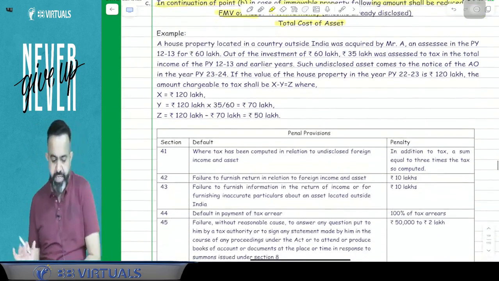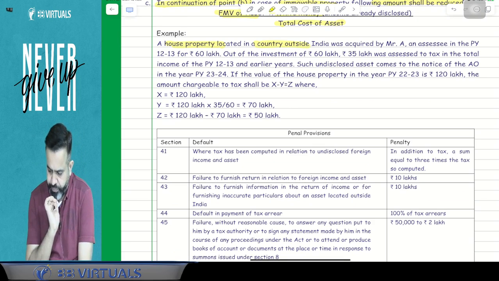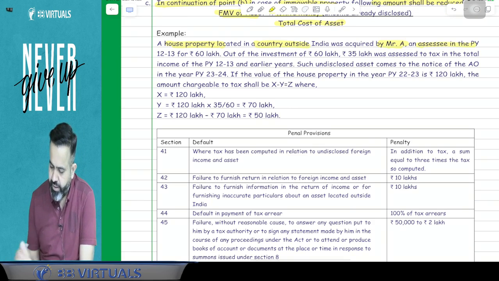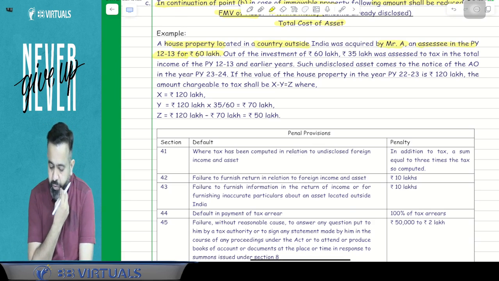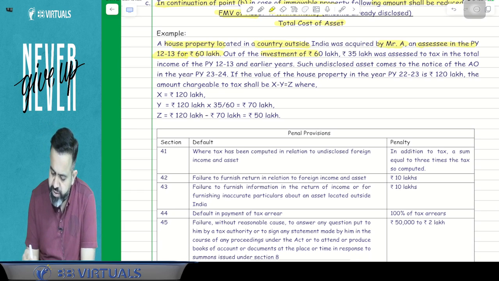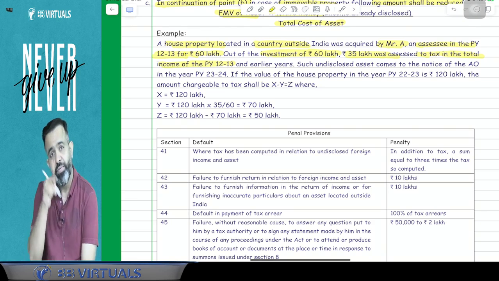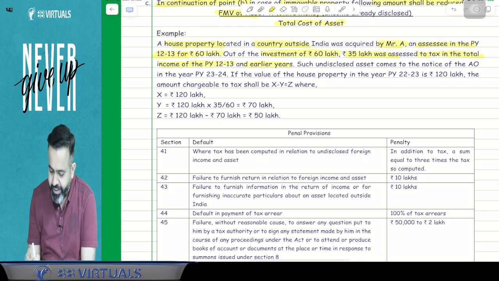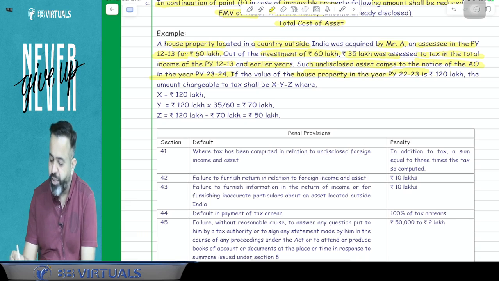So one example I have taken here. A house property located in a country outside India was acquired by Mr. A, an assessee, in the previous year 1213 for 60 lakh. Out of the investment of 60 lakh, 35 lakh was assessed to tax in the total income in the previous year 1213. So 35 lakh was your white money. And in 1213 and earlier years, such undisclosed assets come to the notice of the AO in the current year. And guys, the current year value is 120 lakh.